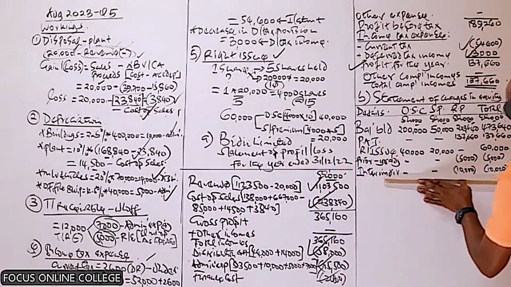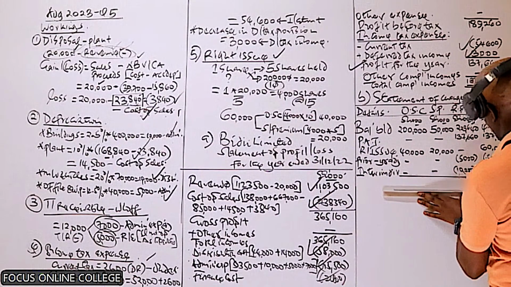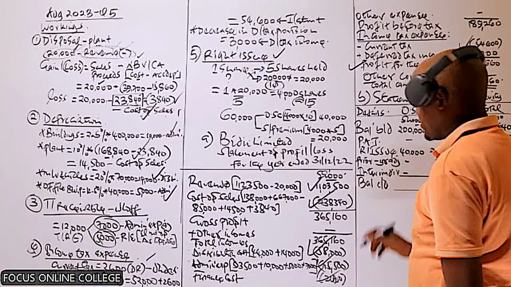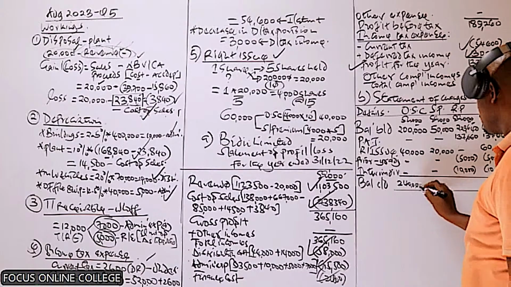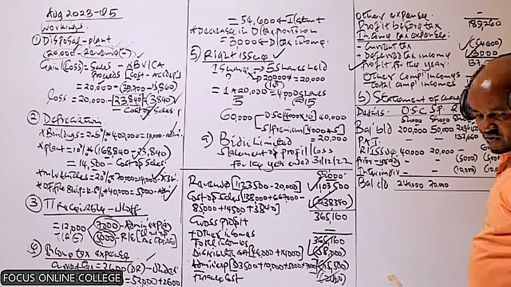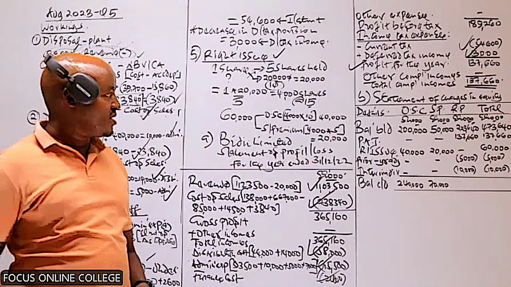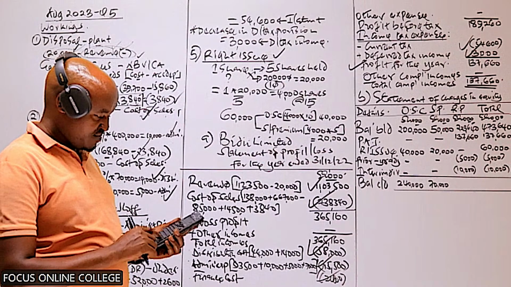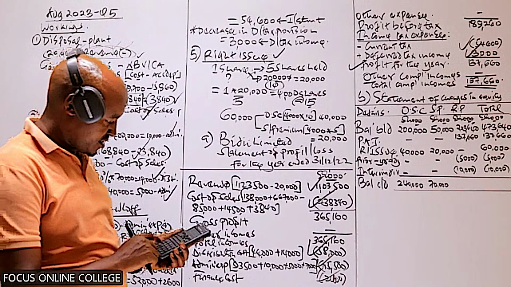So let's get now the balances at the end of the year, which we then transfer to our statement of financial position. Ordinary share capital will be 240,000, and this one will be 70,000. So we need to get the closing balance in the retained earnings: 223,640 plus 137,660 minus 15,000.